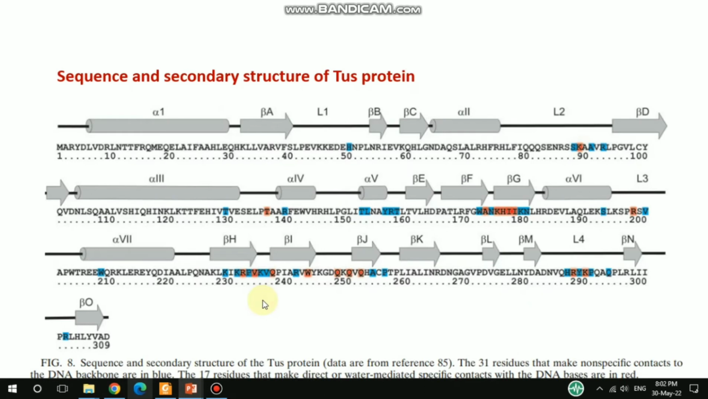Let's also have a look at the sequence and secondary structure of the TUS protein. This is the amino acid sequence of the TUS protein. The blue color indicates non-specific contact with the DNA, and the red amino acid residues indicate direct contact with the TER DNA.